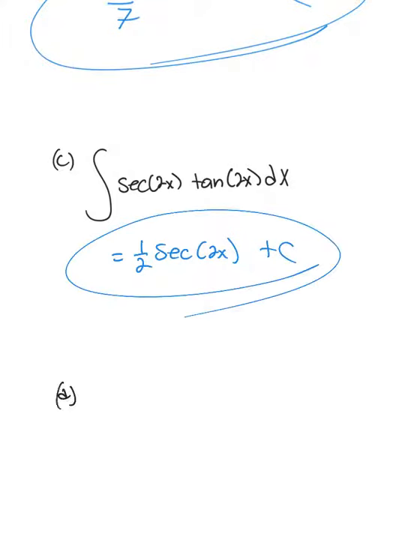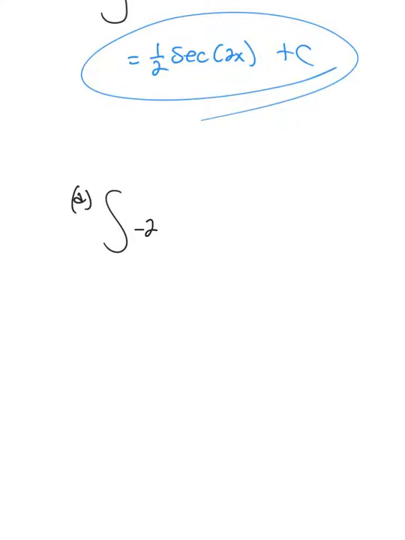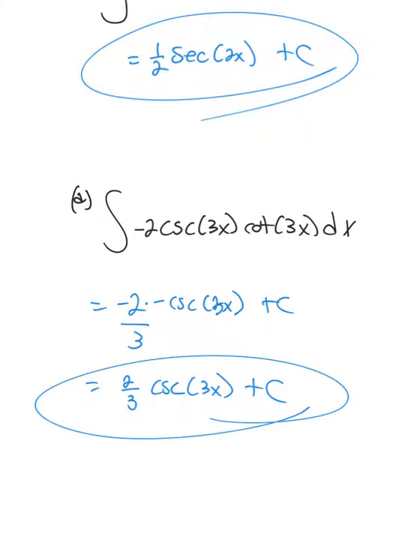Let's do one more. Just one more. All right. So what about the integral of, let's say, negative 2, cosecant of 3x times cotangent of 3x. Okay, there we go. So that negative 2 is a constant multiple. It can stay. And then the antiderivative of cosecant cotangent is negative cosecant. And then the argument stays the same, and you divide by that constant multiple, which in this case ended up with the negatives canceling. So I got 2/3 cosecant of 3x plus the constant. Ta-da!